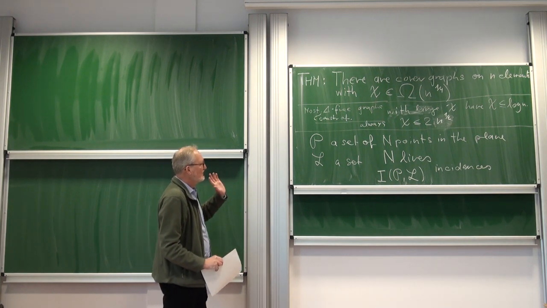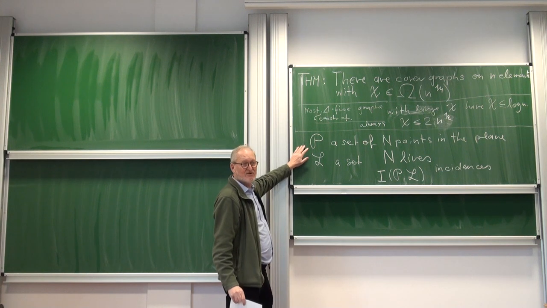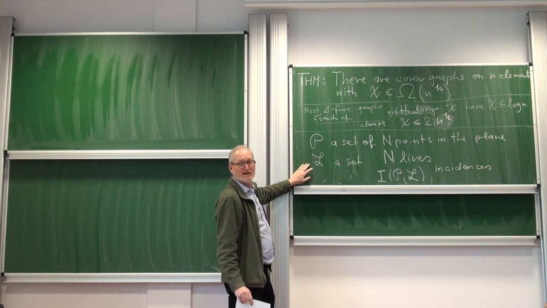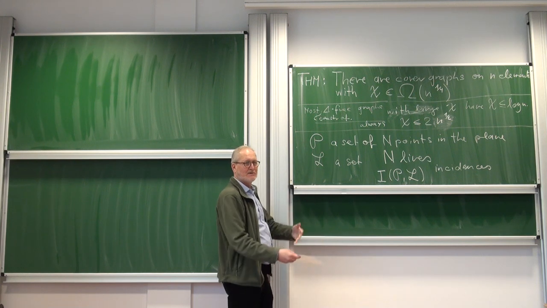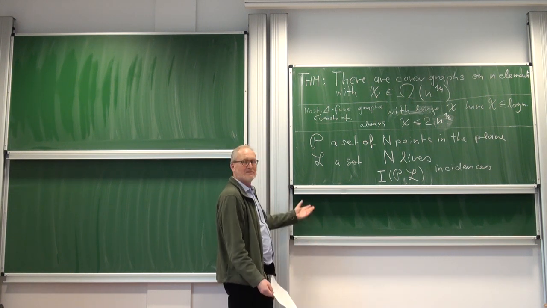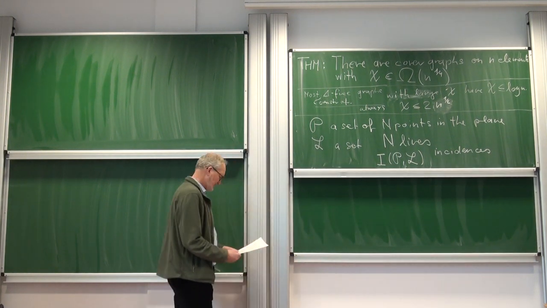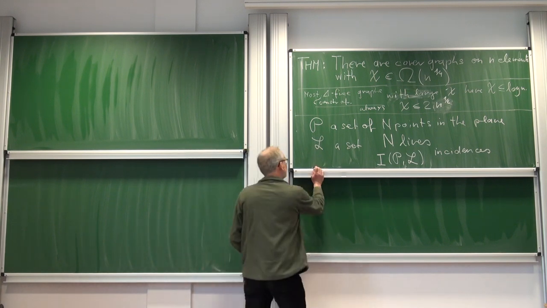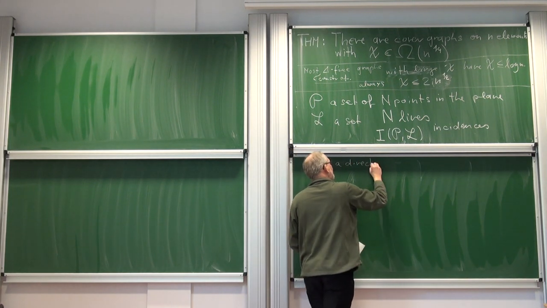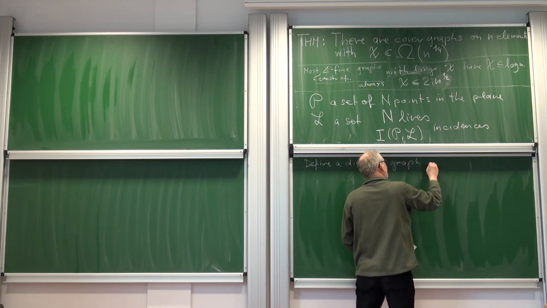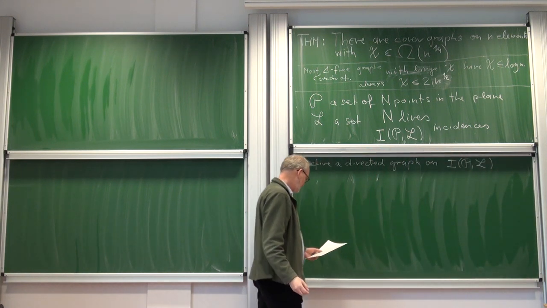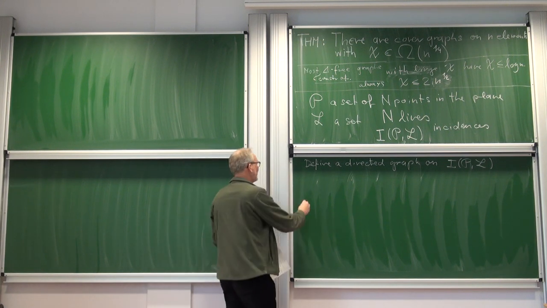Now, an assumption we are going to make is that the x coordinates of all the points here are different, and the slopes of all the lines are different, and this can be achieved by an affine transformation which keeps the incidences and makes these assumptions valid. So now we define a directed graph on the incidences. So the incidences will be our vertices, and here is a condition for edges.